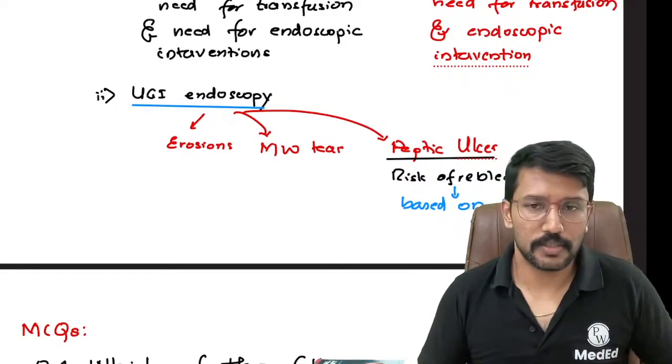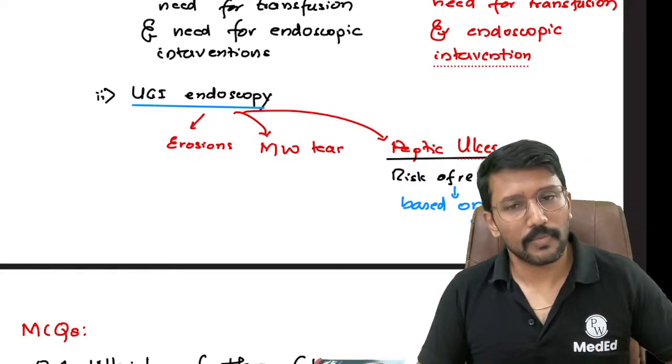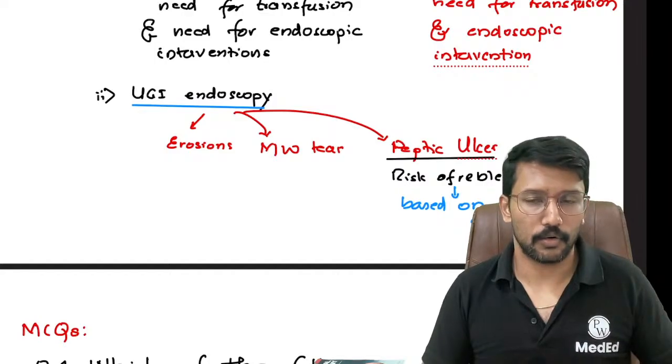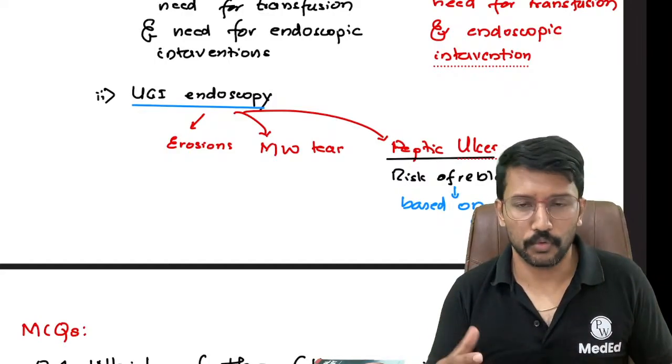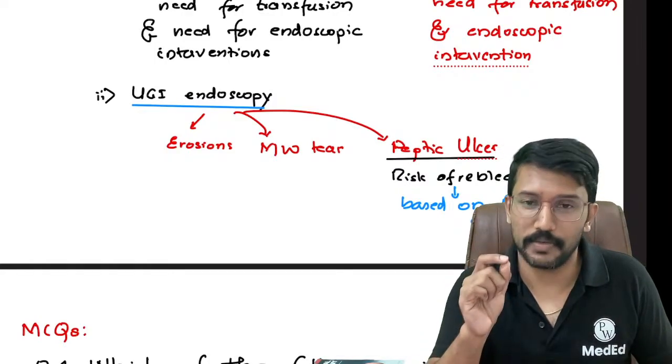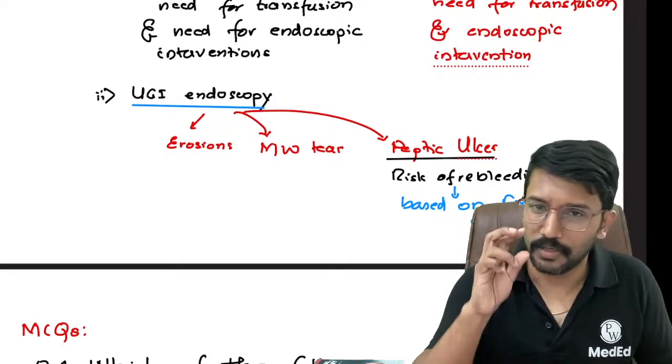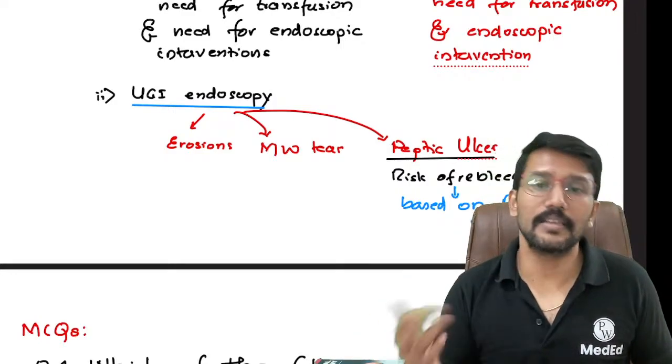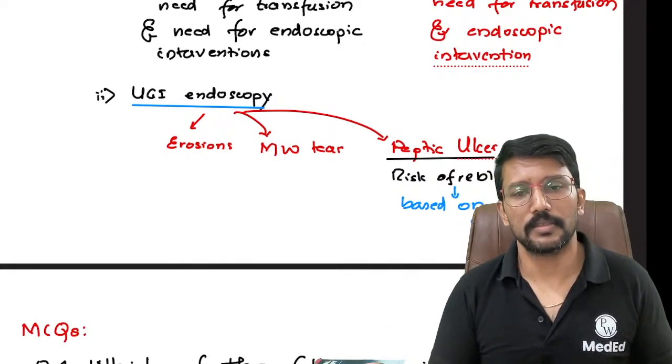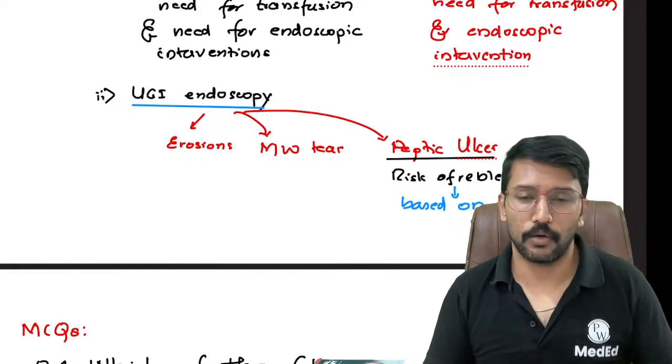So there are two approaches. One is directly doing the CT enterography, which can help you to localize which blood vessel is responsible for the blood loss and what is the site of bleeding. There is an alternative approach, which is what is called capsule endoscopy.